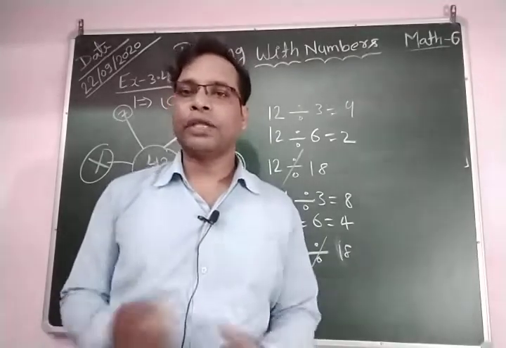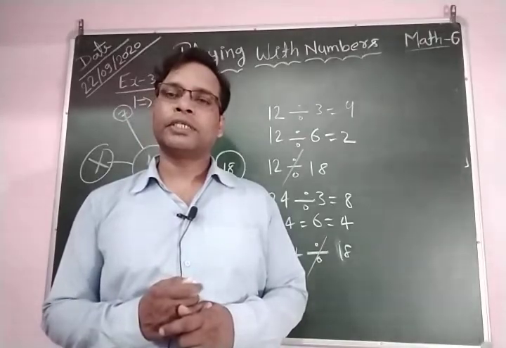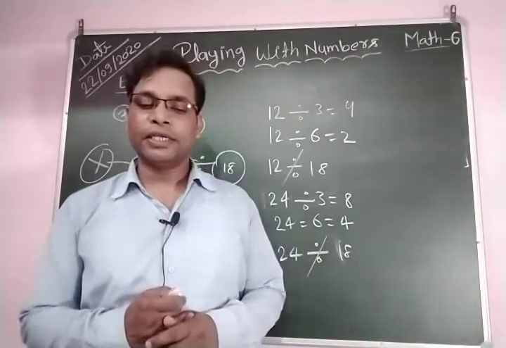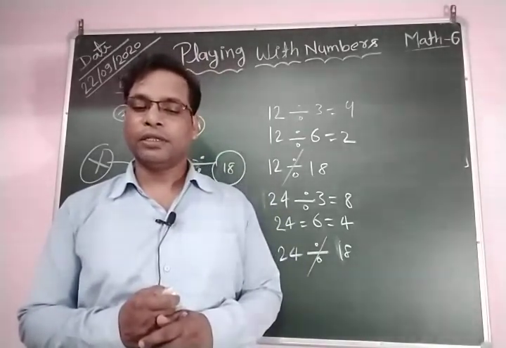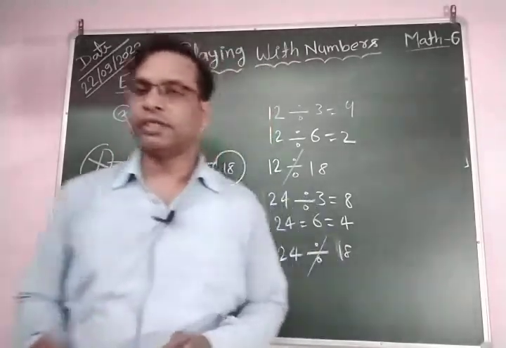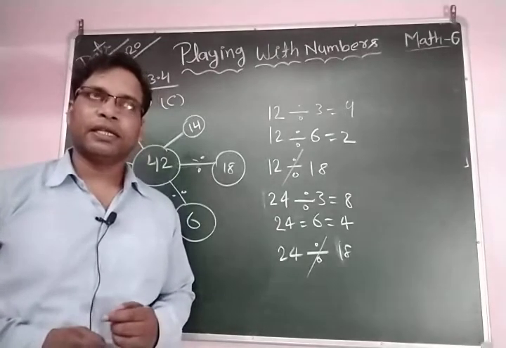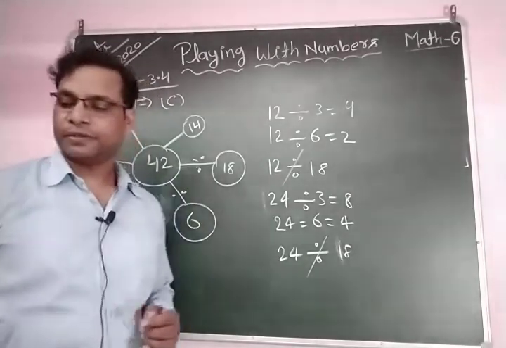Now we are going to discuss the next part. It means D part. D part is that a number is divisible by 9 and 10 both, then it must be divisible by 90. So let's see how to decide whether this statement is true or false.